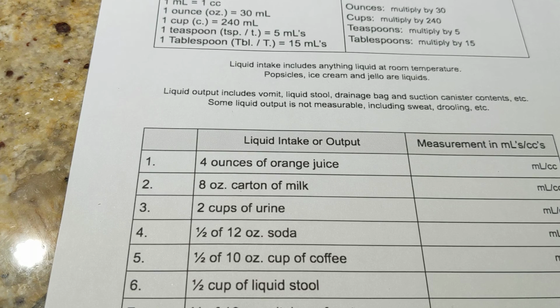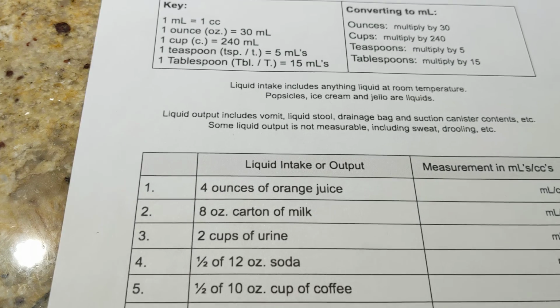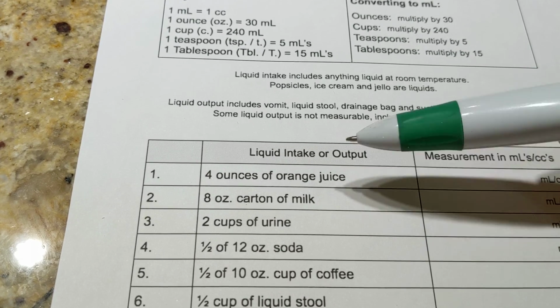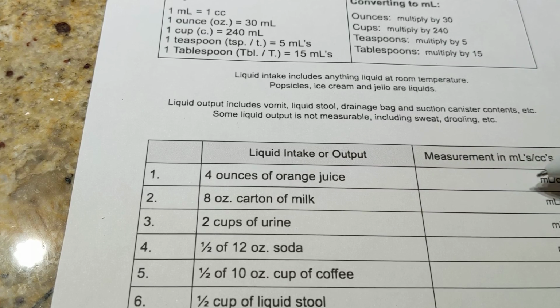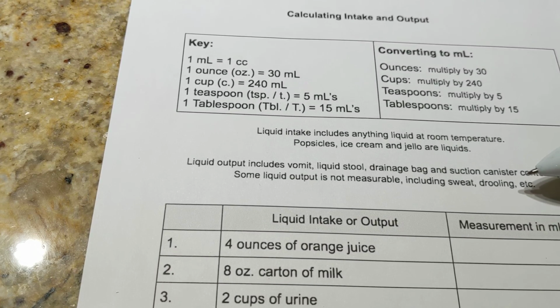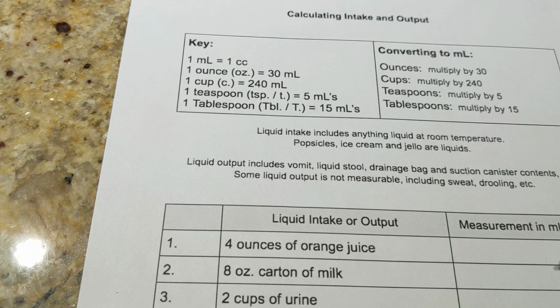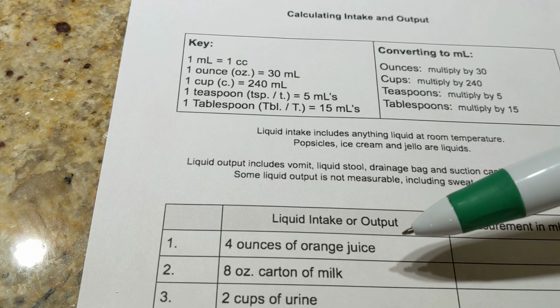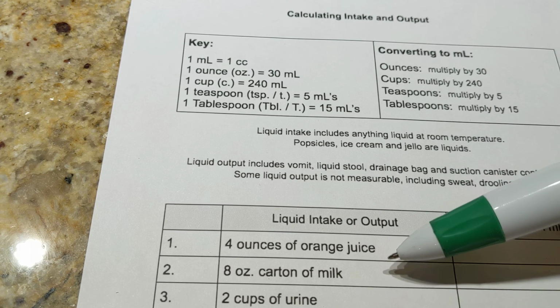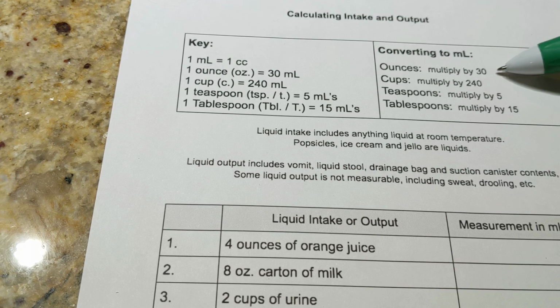So let's move on to this part of the page. You can see that here we are taking 4 ounces and converting it into milliliters, and we're writing that down here. So we would take 4, multiply it by 30, so 4 times 30, and we're putting it into this box right here. And next we have 8 ounces of milk. We're going to multiply it by 30 and put that there.